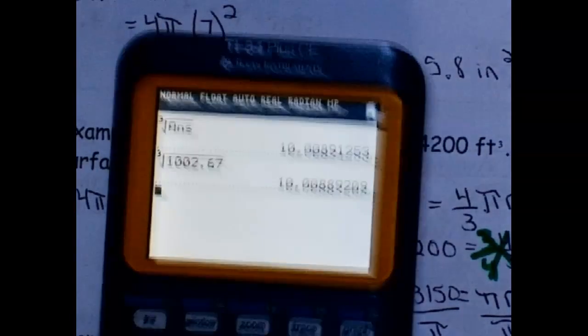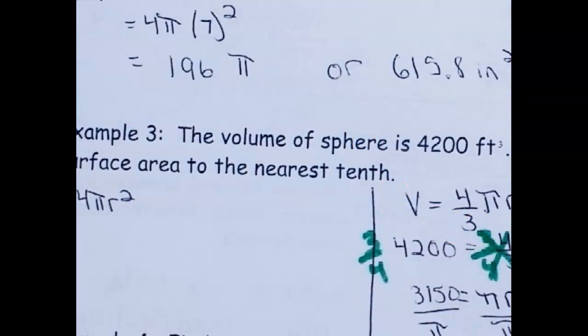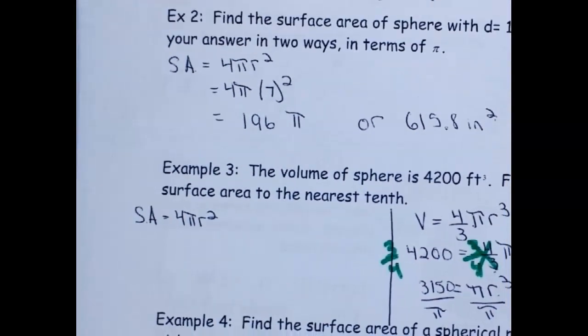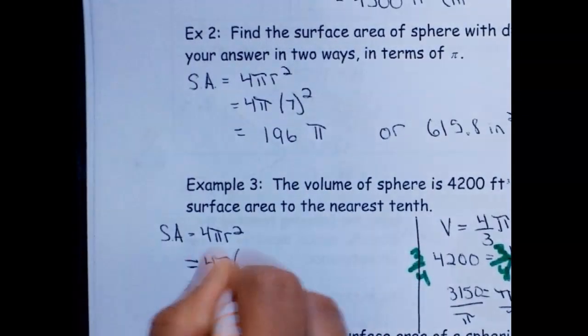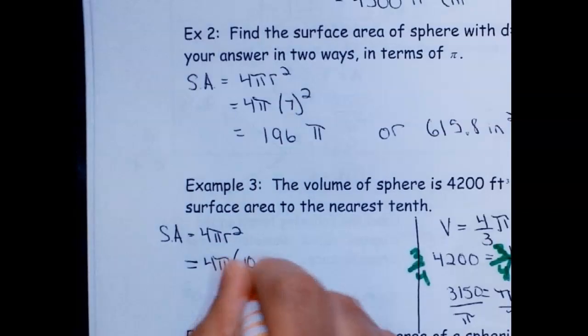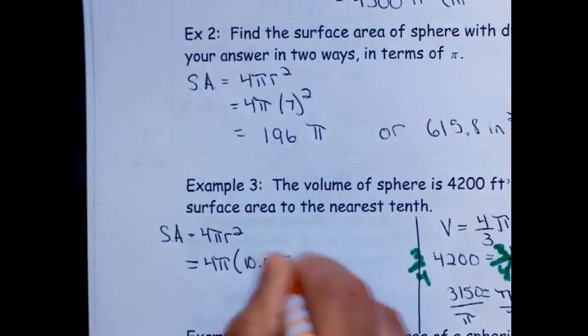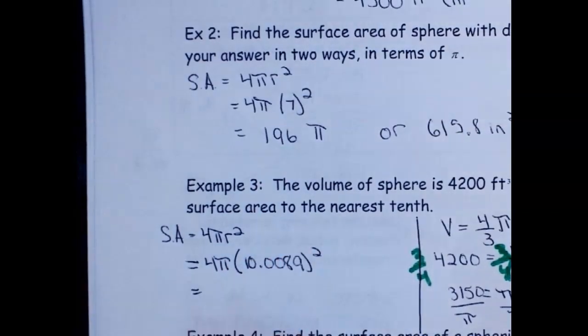Okay, now we're ready to finish up this problem. Remember, the whole goal was we had to go find the radius so that ultimately we can find the surface area. So here we go. We've got 4 pi. Our radius ended up being 10.0089 raised to the second power.